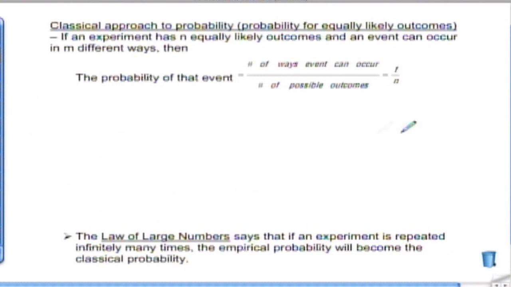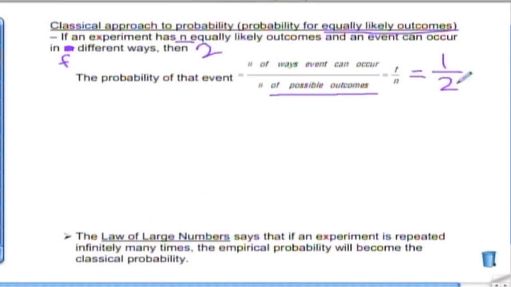Okay, the classical approach to probability is the other way that we can generate probabilities. And this is the probability for equally likely outcomes. So if an experiment has n equally likely outcomes, in our coin flip experiment that would be 2, right? Because you can get a head or a tail. And an event can occur in, actually this should be F, it was M in a previous book, F different ways, then the probability of that event would be the number of ways that the event can occur. There's only one way I can get a head on a coin. Number of possible, in fact, equally likely outcomes is 2. And this should make more sense to us when we're looking at the probability that a coin toss comes up heads.